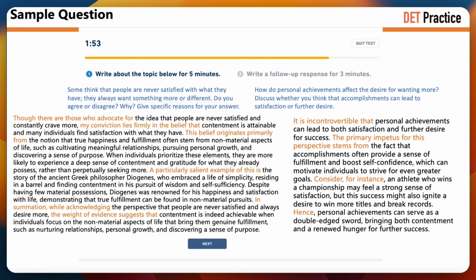These examples showcase how the templates can be adapted to different questions while maintaining a high level of language sophistication and argument structure. That concludes our explanation of argumentative questions.